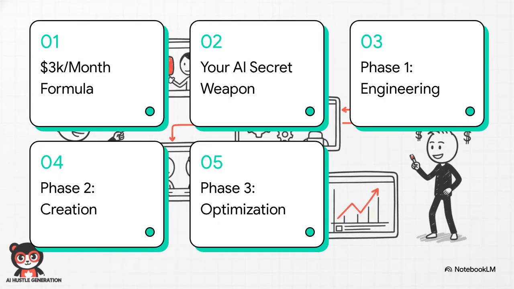So here's how we're going to break this all down. First, we'll dig into that winning formula. Then I'll introduce you to your new AI secret weapon. And after that, we'll go through 3 simple phases. First, we'll reverse engineer what makes a channel successful. Then, we'll automate the creation process. And finally, we'll optimize everything to get those all-important clicks.